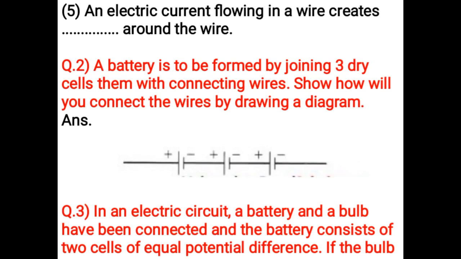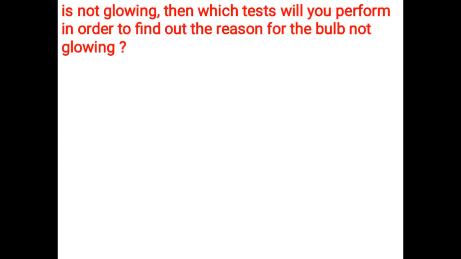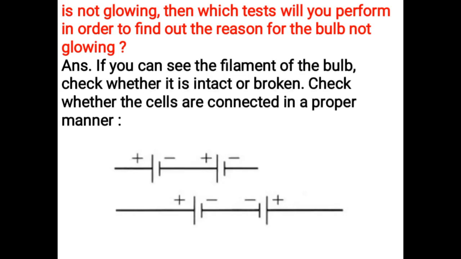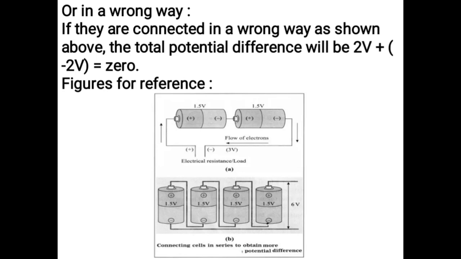In an electric circuit, a battery and a bulb are being connected, and the battery consists of 2 cells of equal potential difference. If the bulb is not glowing, then which tests will you perform in order to find out the reason for the bulb not glowing? If you can see the filament of the bulb, check whether it is intact or broken. Check whether the cells are connected in a proper manner or in a wrong way.